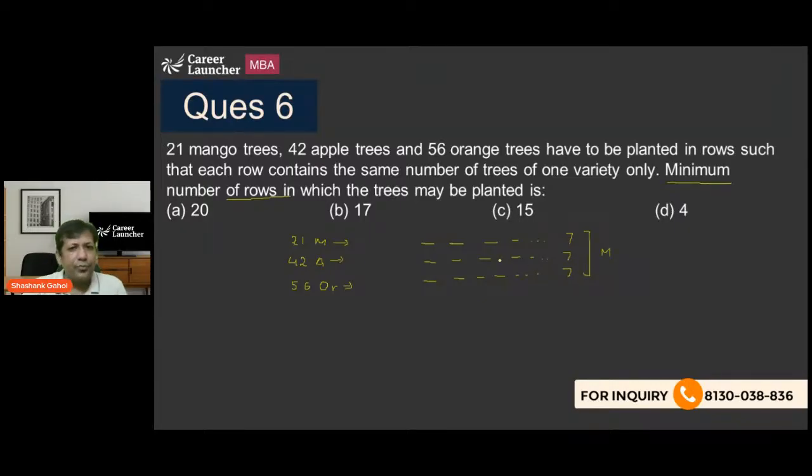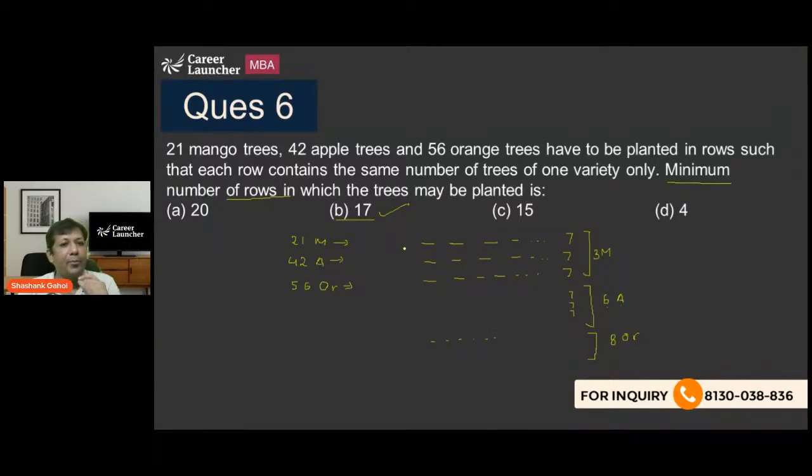So for mango, how many rows am I going to need? 3. For apple, I'm going to go 7, 7, 7, 7. So how many rows am I going to need? I'm going to need 6. 6 rows for apple. How many rows for oranges? That is going to be 8. So 3 rows for mango, 6 rows for apples, and 8 rows for oranges. So what are the total number of rows I am going to get? That is going to be 17 rows. So answer of this question is going to be option B. I hope everyone is clear with this.